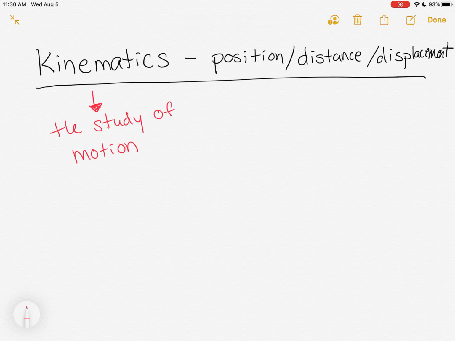So kinematics is the study of any type of motion. And so we're looking at describing what the motion of an object is going to look like. So that could be things like how an object is speeding up, how it's slowing down, how far it travels, what speed it gets to, how long it takes to travel a particular distance. And so kinematics is always looking at motion of an object.